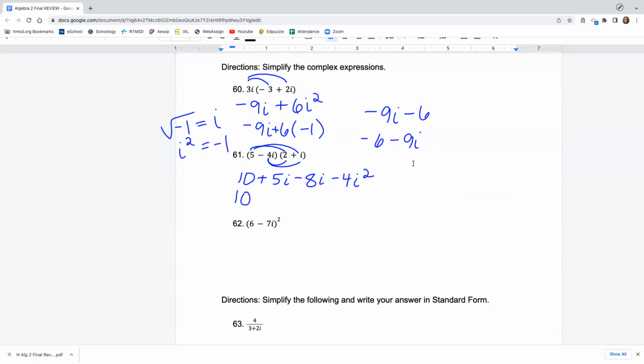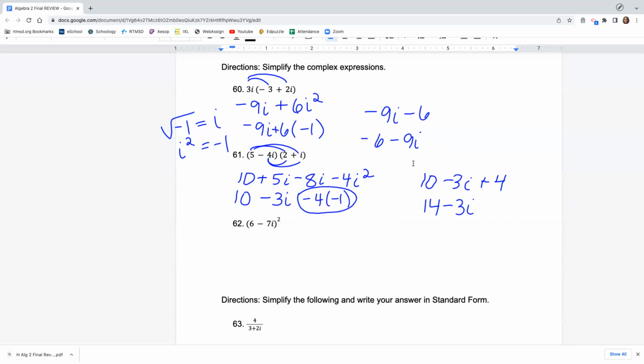10 stays 10 for now. 5i minus 8i is -3i. And we know that i squared really equals -1. So I replace a -1 in for i squared. This term here, -4 times -1, that's going to end up being a plus 4. So it's going to be 10 minus 3i plus 4. And putting it in the correct format here, 10 plus 4 is 14, and then minus 3i.